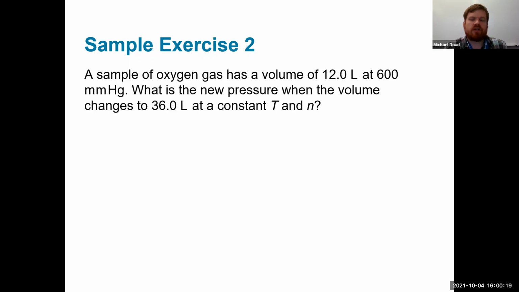So here we go. A sample of oxygen gas has a volume of 12.0 liters at 600 millimeters of mercury. What is the new pressure when the volume changes to 36.0 liters at constant temperature and amount? N stands for moles, but it can also be grams.